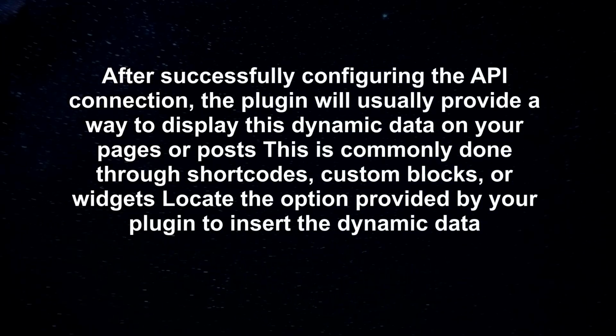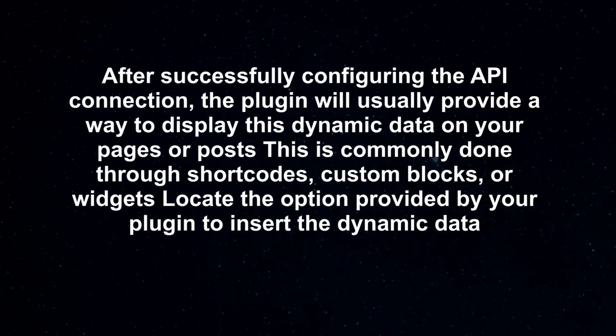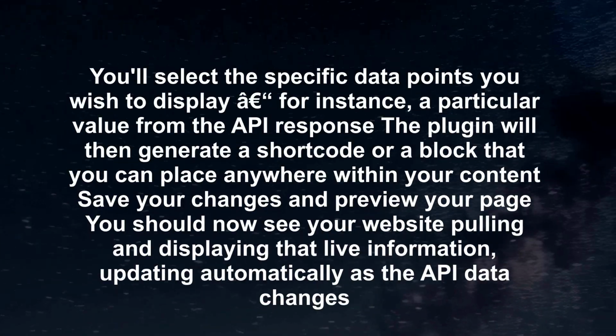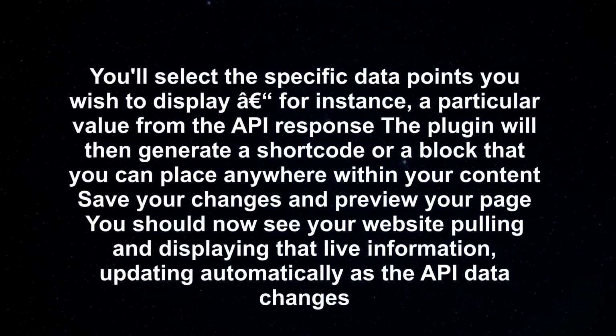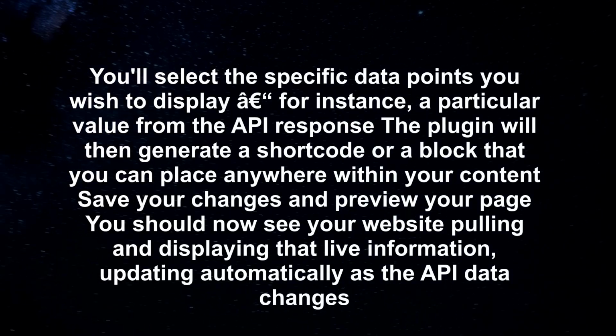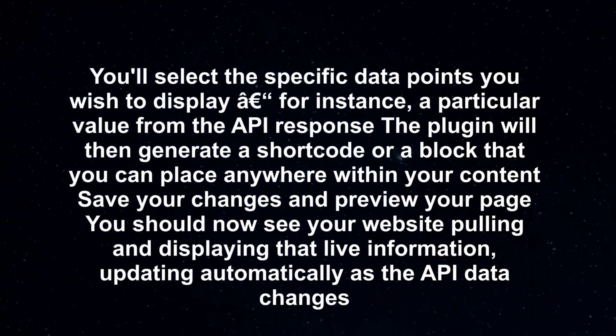This is commonly done through shortcodes, custom blocks, or widgets. Locate the option provided by your plugin to insert the dynamic data. You'll select the specific data points you wish to display, for instance, a particular value from the API response. The plugin will then generate a shortcode or a block that you can place anywhere within your content.